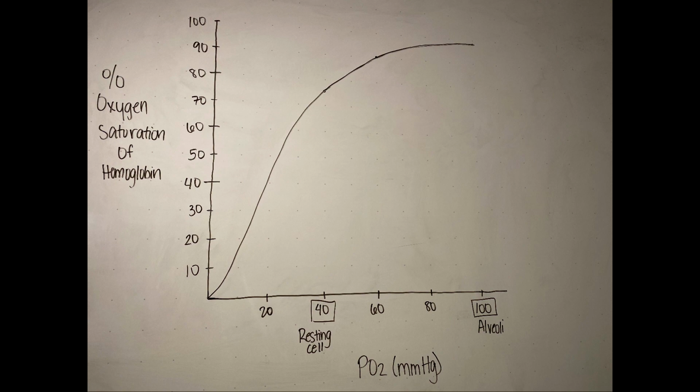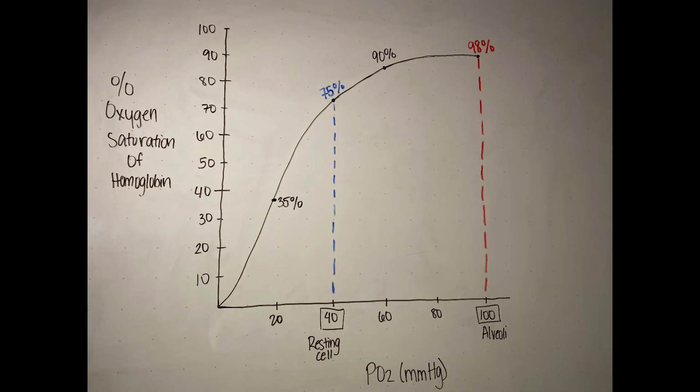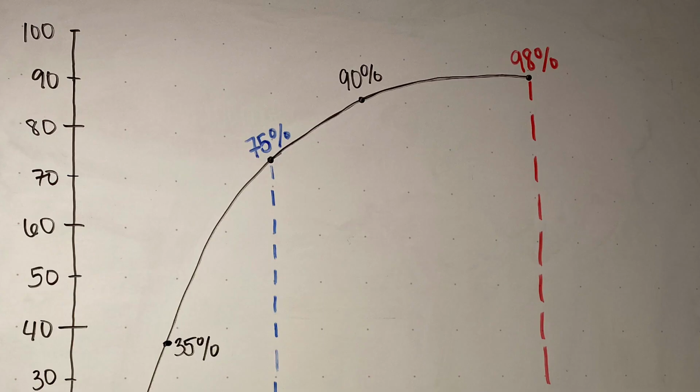Okay, so we express PO2 in a measurement known as mmHg, or millimeters of mercury. So the normal PO2 at the alveoli is 100 millimeters of mercury, and the normal PO2 at the resting cell is 40 millimeters of mercury. So look at the top right corner. At the alveoli, hemoglobin is 98% saturated with oxygen. So at the lung, under normal conditions, hemoglobin picks up about the maximum amount of oxygen that it can.